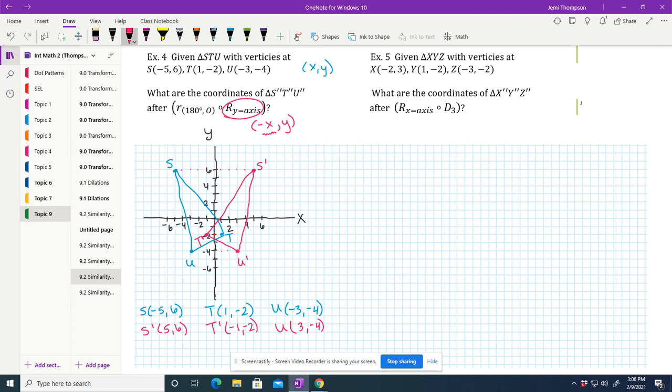And now I'm going to have a rotation. A rotation of 180 degrees actually just makes x negative and y negative. So for a 180-degree rotation, whatever's in quadrant 1 gets moved to quadrant 3, and whatever's in quadrant 2 gets moved to quadrant 4.